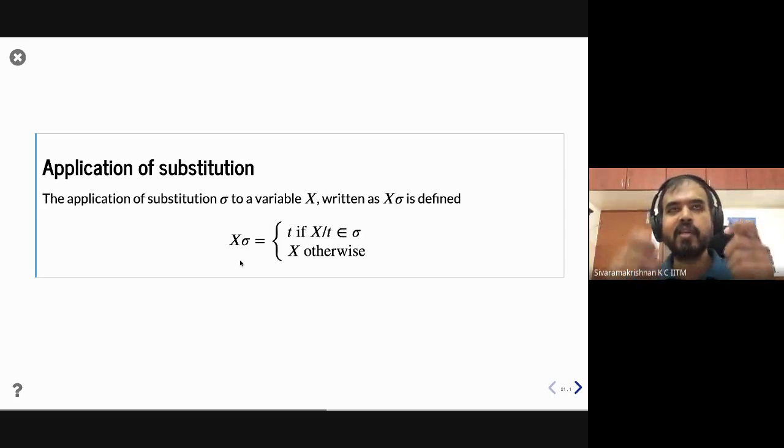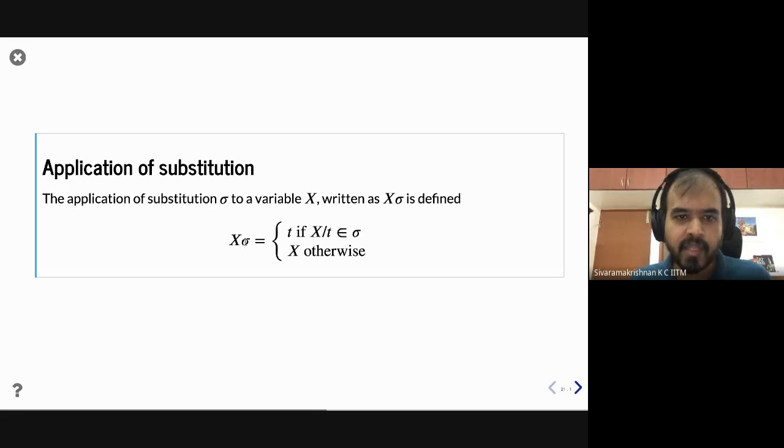So typically we write functions in the reverse order. This is just the syntax that is used by logic programs, right? People who do logic programs prefer to write it in this syntax. So I'm being consistent with that. So the way to read this is we are applying the substitution sigma on this variable x.